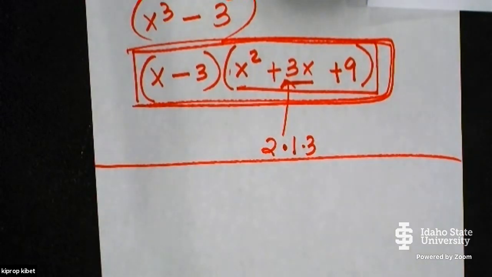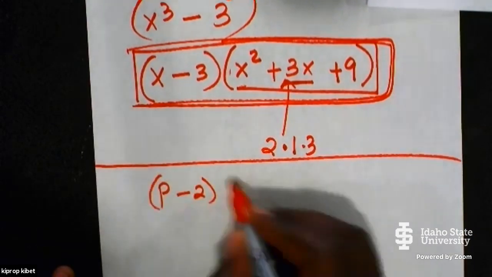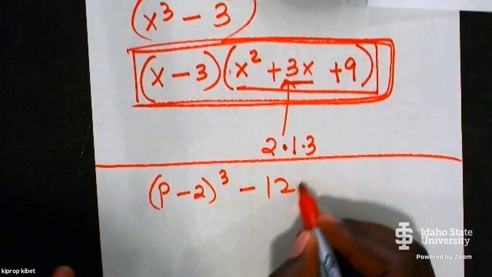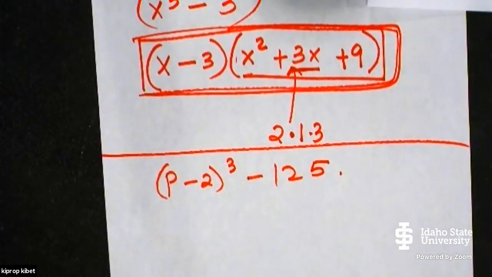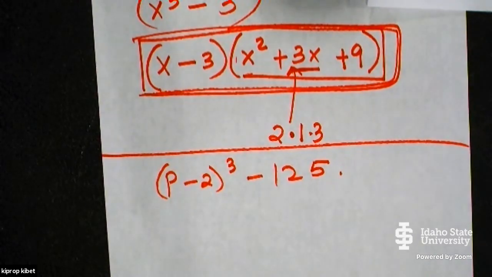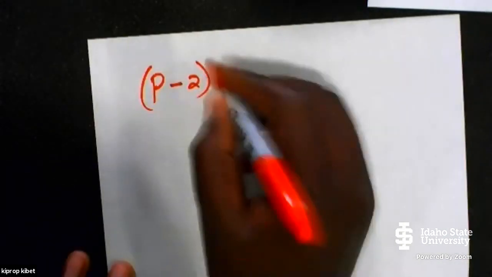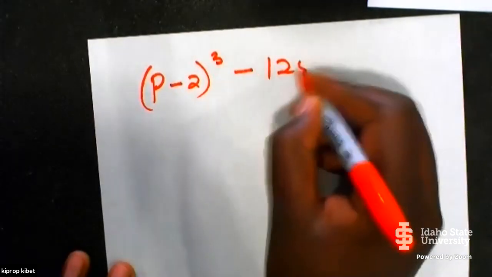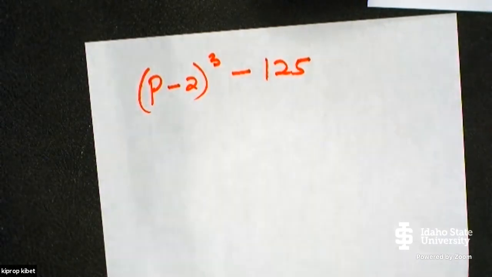So another one is if you are given p minus 2 cubed minus 125. So how will you factorize that? How will you factorize?